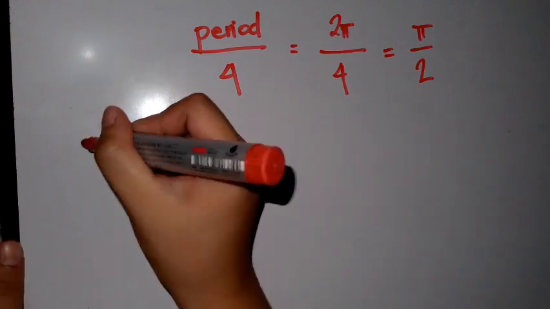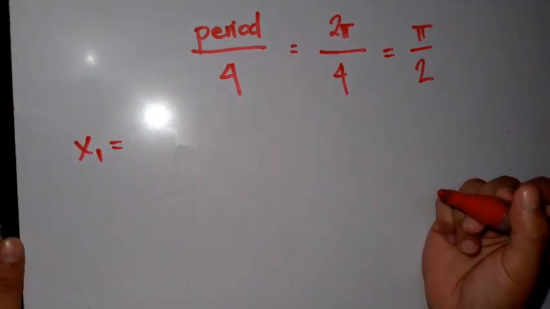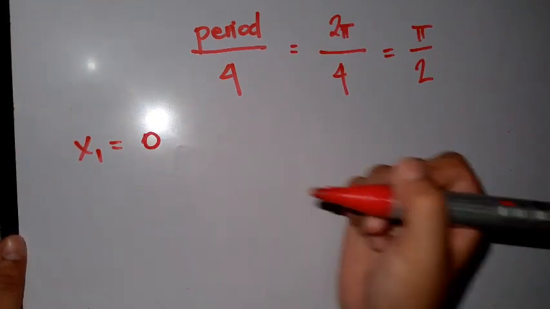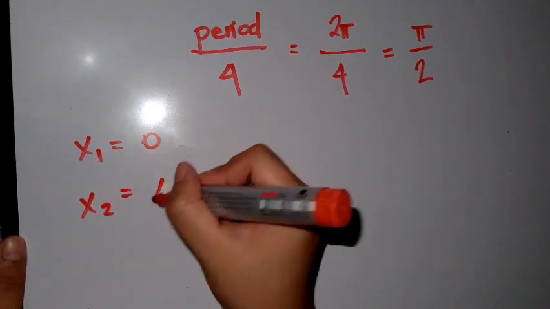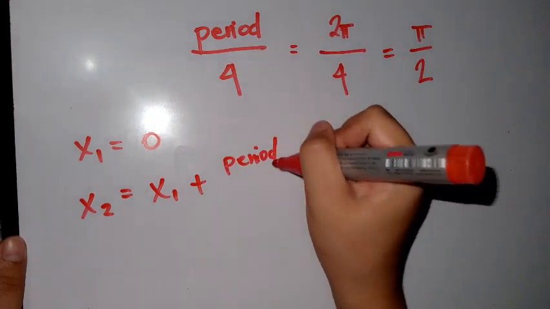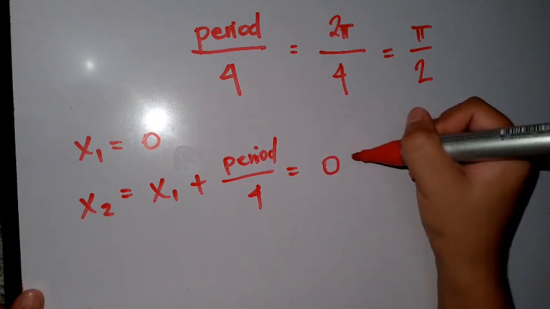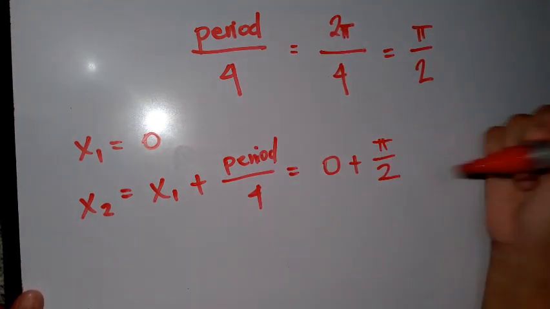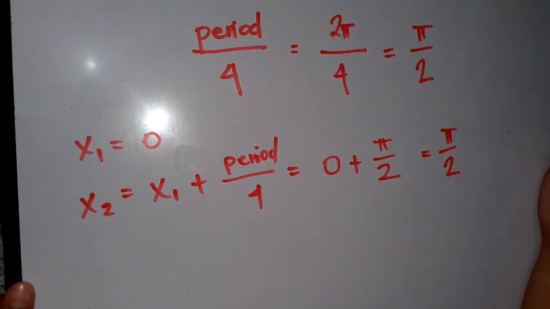Next, we're going to follow this formula. X sub 1 is the value of x where the cycle begins. So it is 0. Next is x sub 2. The formula for x sub 2 is x sub 1 plus period over 4. Now our x sub 1 is 0, added by period over 4, which is pi over 2. So 0 plus pi over 2 is equal to pi over 2.